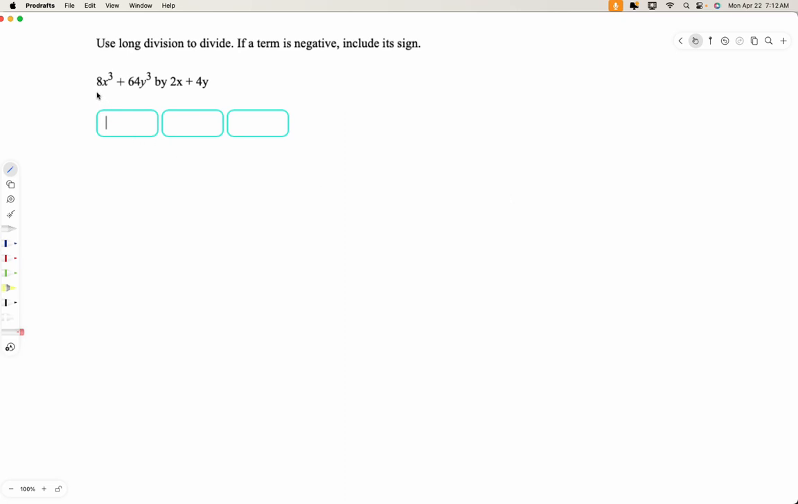So we're dividing this, let me get my pen here, by this. We're going to take this term here and put it in a division box. And notice the difference between the two variables. We have x cubed and y cubed, so we have to allow for a transition between these two. We're going to start here with 8x cubed.